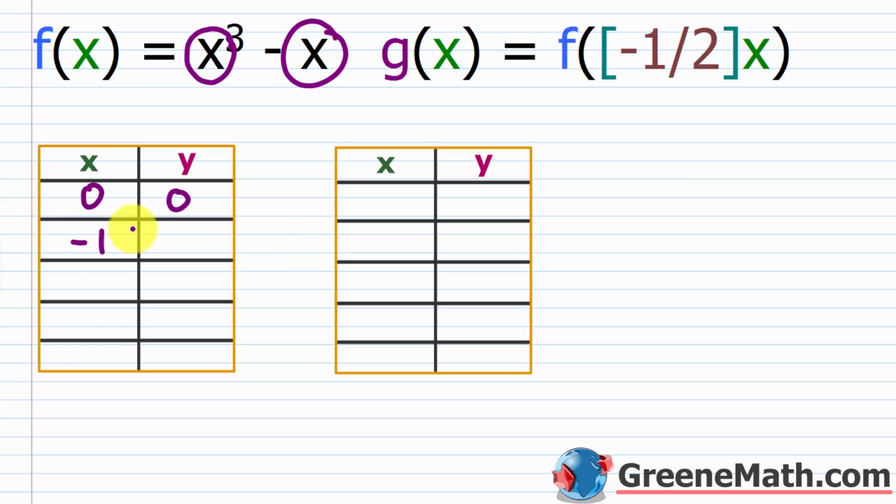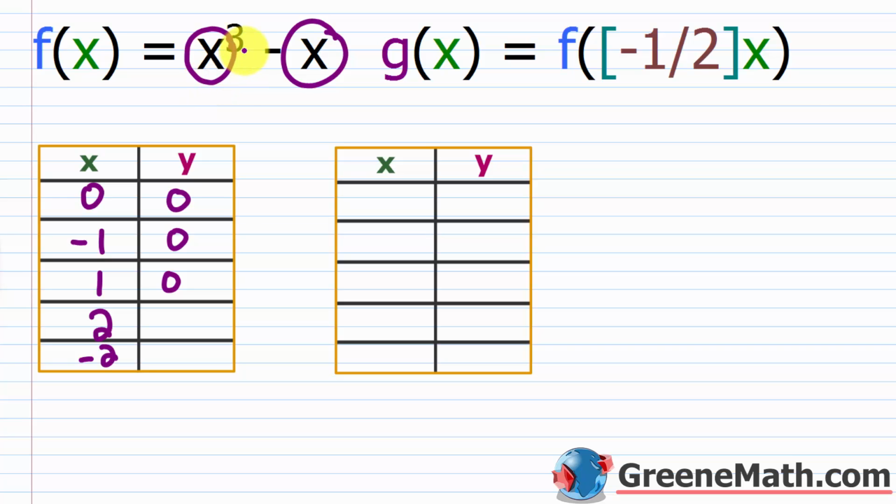If I plugged in a -1, -1 cubed is -1. And then you'd have minus a -1, which is +1, so that's 0. We know that 1 would also give me 0, right? If this was +1, 1 cubed is 1, and I would subtract away 1, so I'd also get 0. And then we worked with 2 and -2.